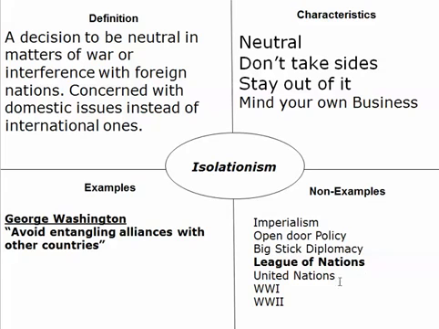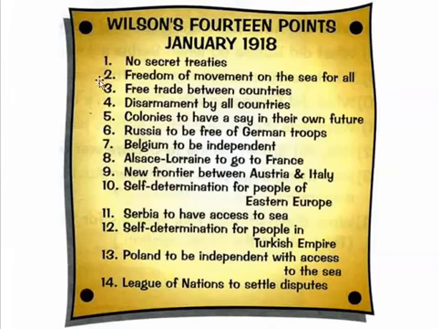The United Nations today is a non-example. World War I, World War II. If we look at the 14 points, there's 14 of them. To prevent future world wars, you've got to attack what caused it. No secret treaties. You remember those secret system of alliances? Freedom of movement on the sea, trade between countries, and you can read these. But the 14th one is what's most important for us right now: the League of Nations to settle disputes.